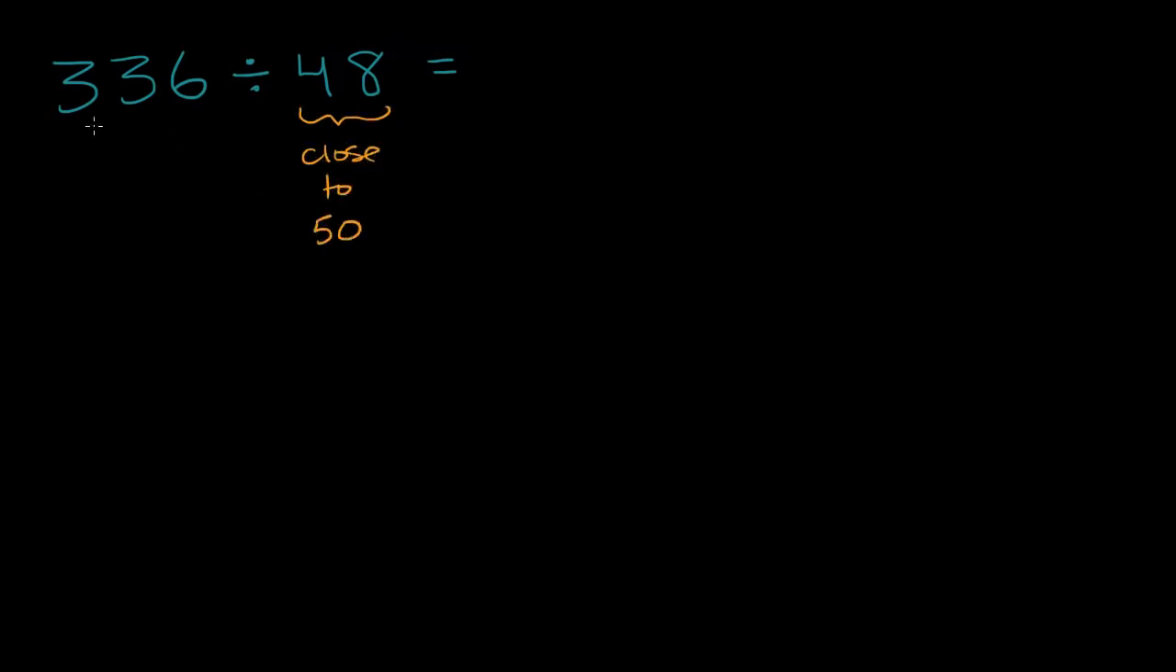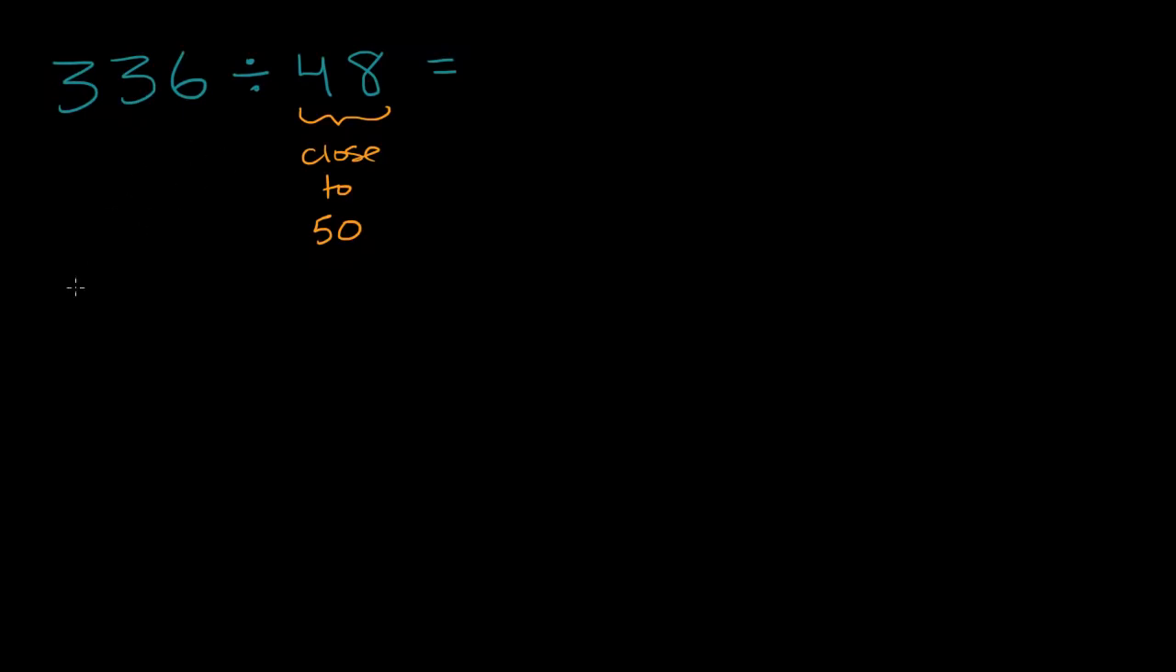Let's say we want to figure out what 336 divided by 48 is equal to. So pause this video and see if you can figure it out. So the way I would think about it, this thing right over here is close to 50. And if you think about the multiples of 50, you have things like 300, which would be 50 times 6, and then you have 350, which would be 50 times 7, because 5 times 7 is 35.